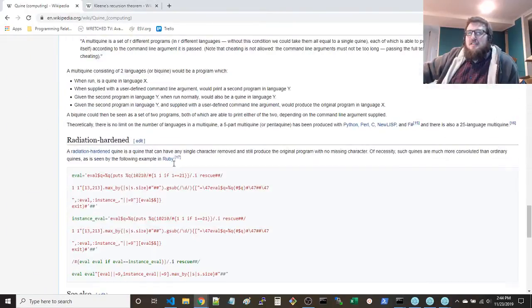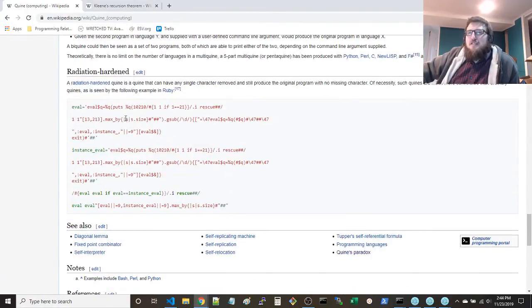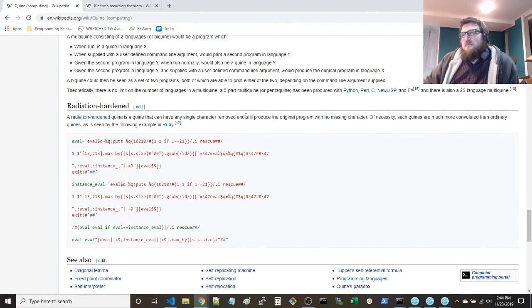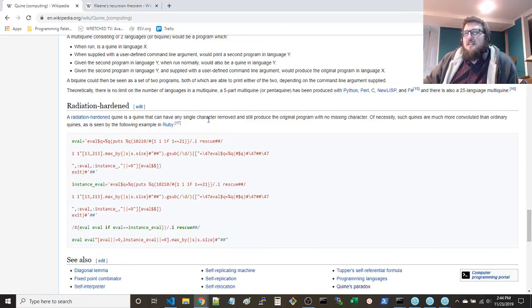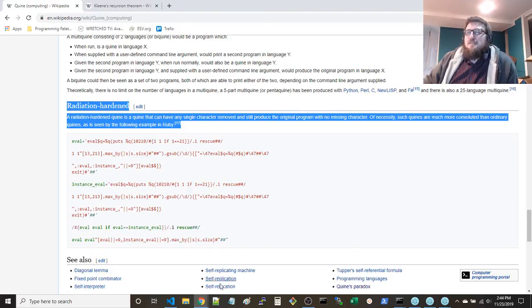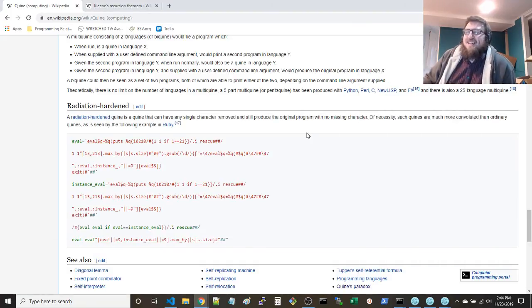just a regular quine. Radiation hardened quine. Oh my goodness, you've got to be kidding me. What? It is a quine that can have any single character removed and still produce the original program with no missing character. So radiation hardened can have any single character removed and still produce the original program. Of necessity, such quines are much more convoluted than ordinary quines, as is seen by the following example in Ruby. Dude, this is absolutely ridiculous. What am I looking at here? This is nuts. How do you even do that?